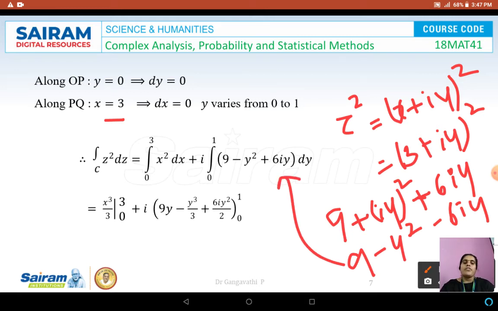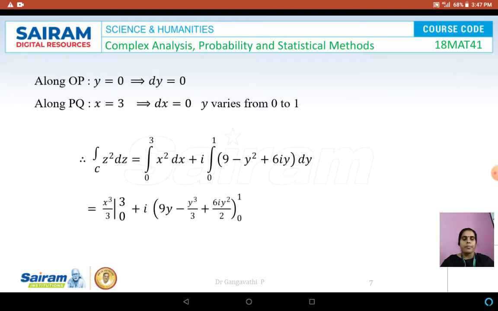So now we can perform the integration. Integration of x square is x cube by 3, and integration of this is 9y minus y cube by 3, plus 6i into the integration of y, which is y square by 2, between the limits 0 and 1.